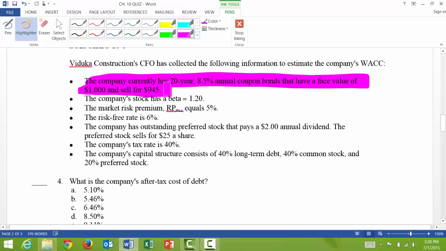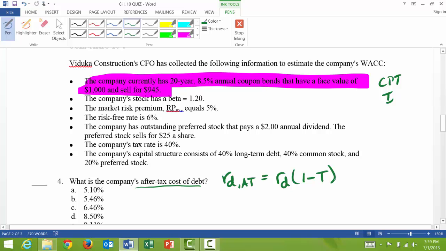Usually for the cost of debt, we want the current market cost, and the way we can get that is by computing the interest rate. So compute I to be able to get the current market rate. Then since the question asks for the after-tax cost of debt, we're ultimately going to find this: the rate of debt after tax is equal to the rate of debt that we get times 1 minus the tax rate. So first we've got to get the rate of debt.